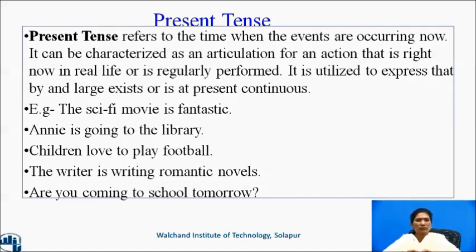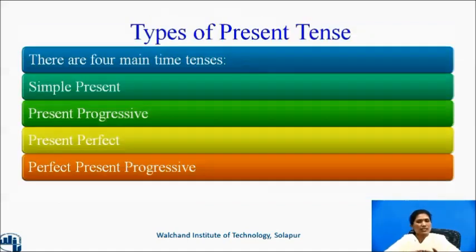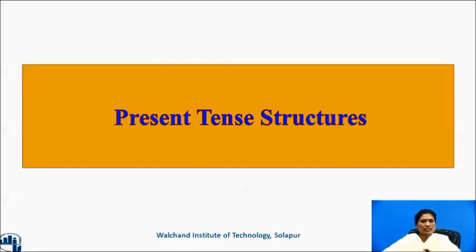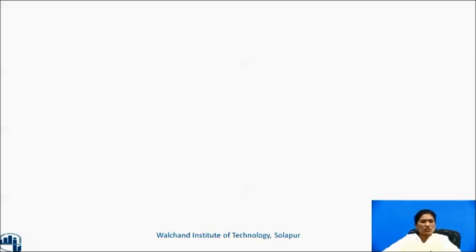For example, the science fiction movie is fantastic. Annie is going to the library. Children love to play football. Types of present tense. There are four main types: simple present tense, present progressive or continuous tense, present perfect tense, present perfect continuous or progressive tense.